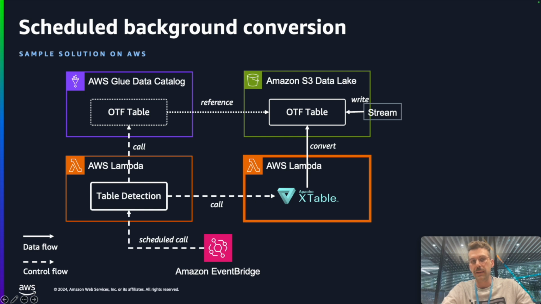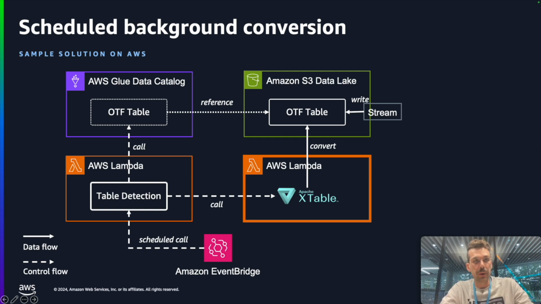An AWS Lambda function, let's call it the detection function, gets triggered every X minutes by EventBridge. This covers tables in the Glue data catalog, reads all the necessary metadata about the table like storage location, source format, and target format, and then calls another Lambda function, let's call it the conversion function, where then actually XTable converts the OTF metadata into our other format.